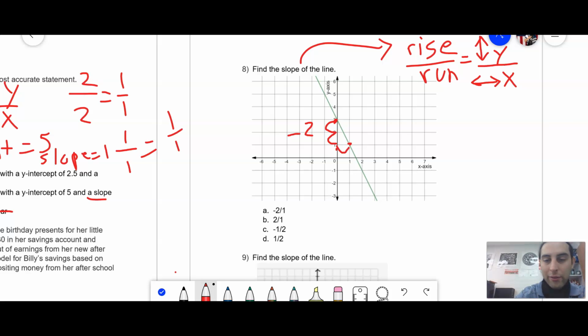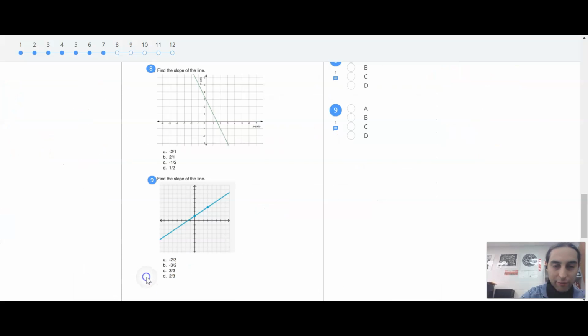And then run to the right. Anytime you run to the right, you're positive. If you rise down, that's negative. Okay, so our rise over run is negative 2 over 1. And so our answer for 8 is B. Let's write that down.